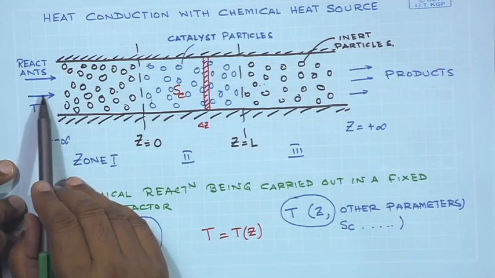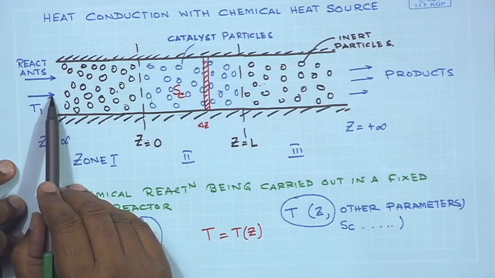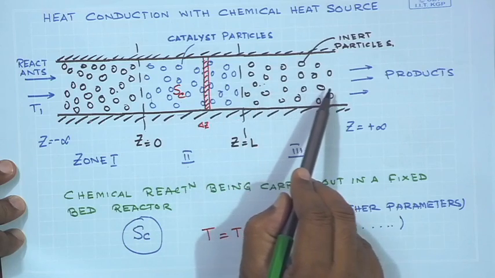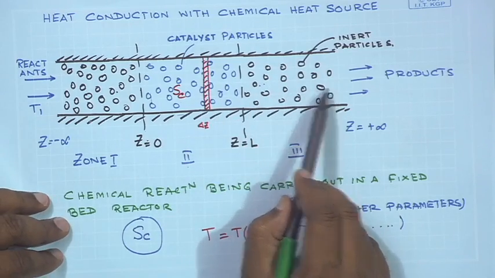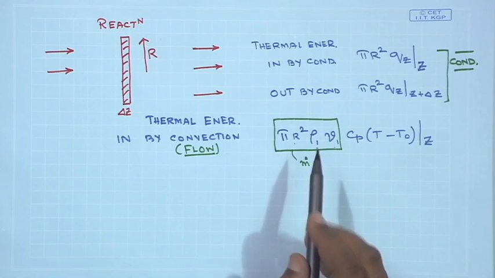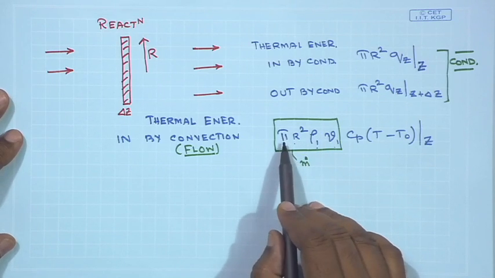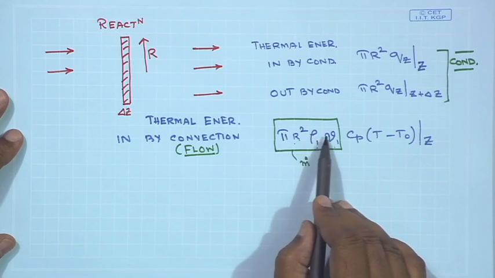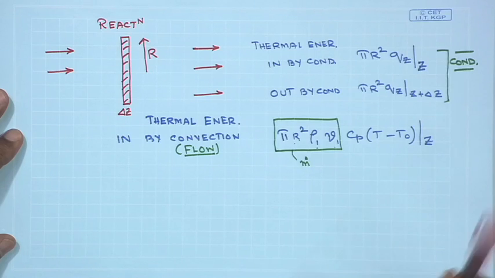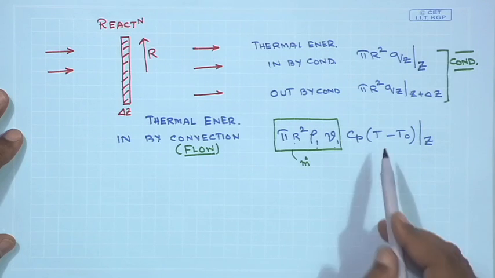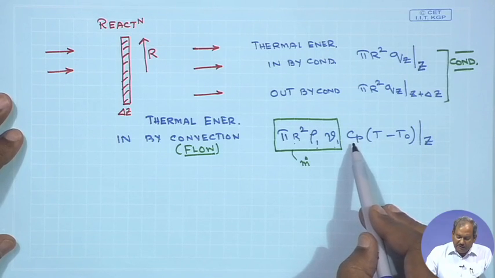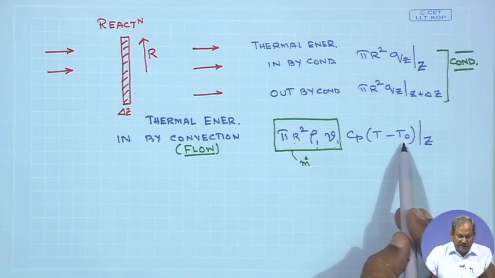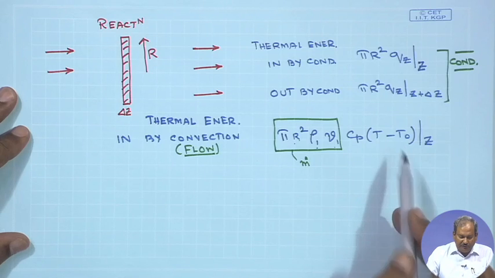So, if I express my mass flow rate in terms of the entry conditions, the same mass flow rate will flow through every section of the reaction system. So, therefore, I express the mass flow rate in terms of pi r square rho 1 v 1, where rho 1 and v 1 refer to the condition at the inlet, and as you can see, this Cp is the heat capacity, T is the temperature at location Z, and T0 is some reference temperature.